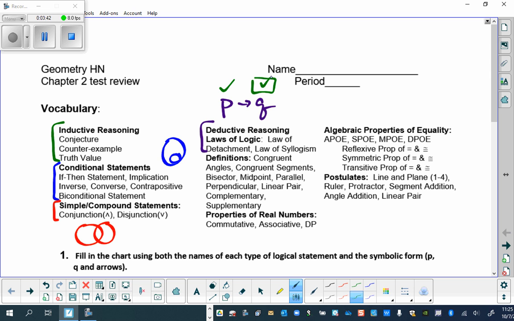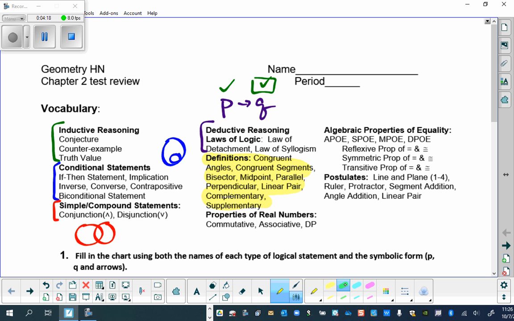My law of syllogism is the one that allows me to bring a third conversation in and kind of link all those statements together. We practiced a lot of these biconditional conversations when we talked about all of these definitions. And these are all Unit 1 conversations, so they are fair game. Do you know the difference between midpoint, parallel, perpendicular, congruent, angles and segments, complementary, supplementary?